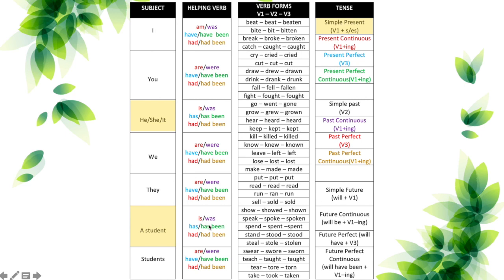So you have to remember this one thing: if it is in color, you have to use a helping verb, and along with the helping verb, the formula you have to remember is V1 plus ing, right?